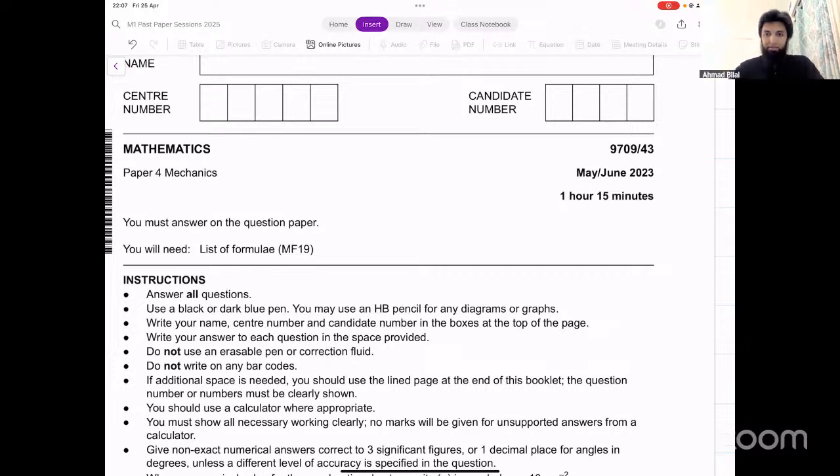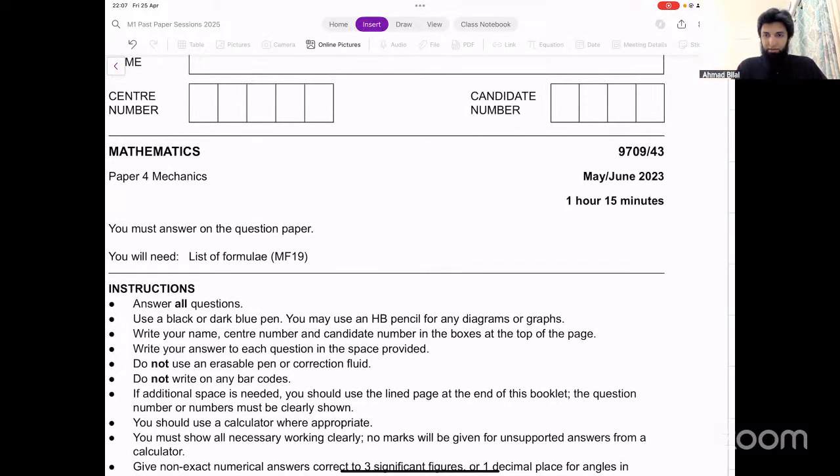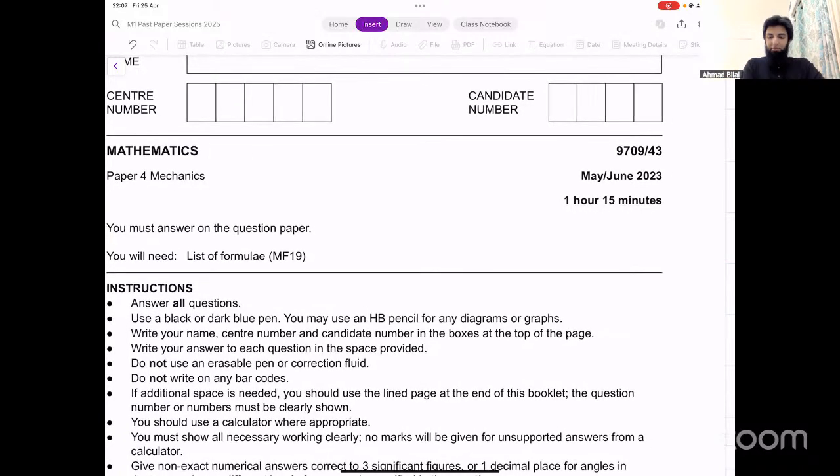Okay, let's start with this. May June 2023, paper 4, reading 3. Let's have a look at some questions from this paper now.